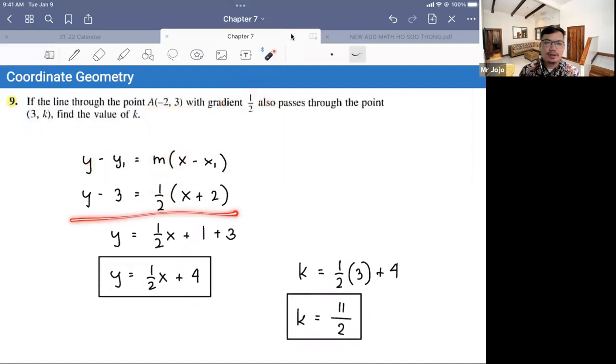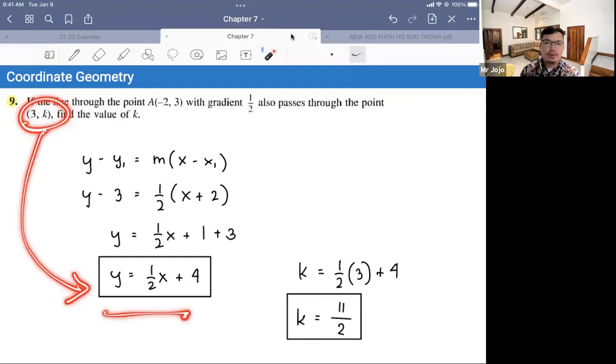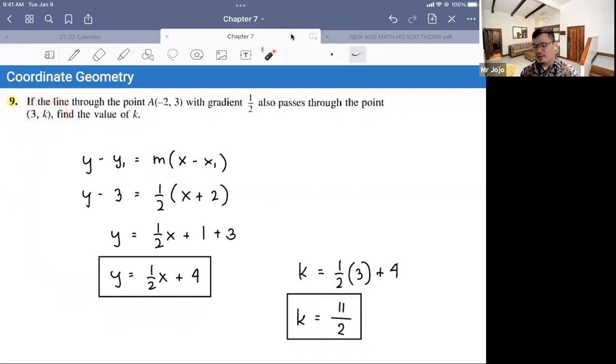And then changing this to the format of y equals mx plus c, you need to transpose 3 to the right side, simplify this, and you'll end up with y equals 1 half x plus 4. And then using this equation, you need to find the value of k. Substituting those x and y values, you'll find that k is equal to 11 over 2. Any question to ask for number 9? It's fairly simple, right?